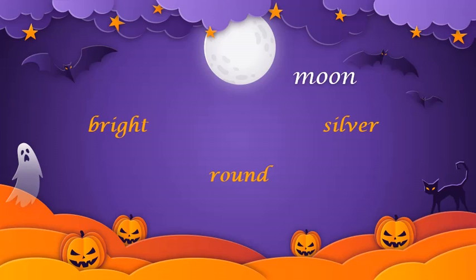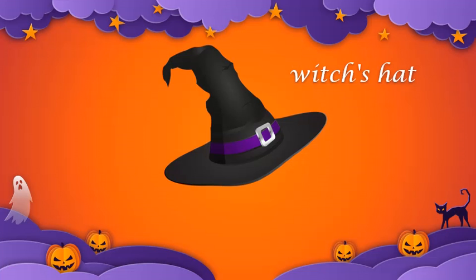So, have you understood? What are we going to do? We will be describing the objects and images in front of us. Let us see what is our next object. And here we have a witch's hat. How will you describe this hat?